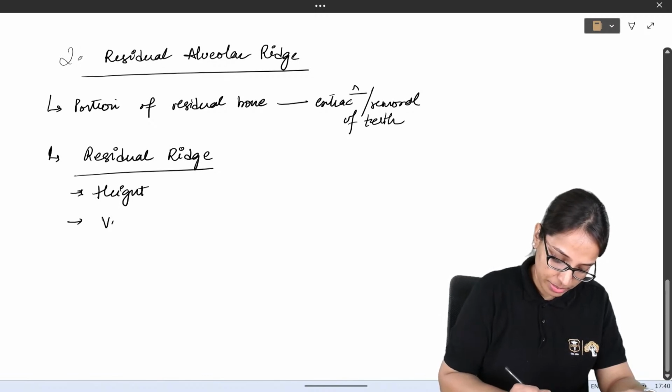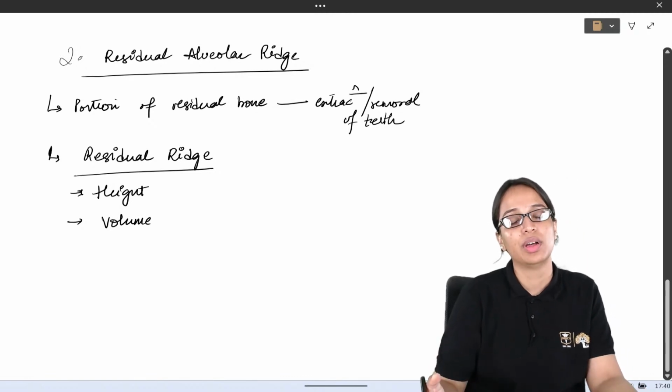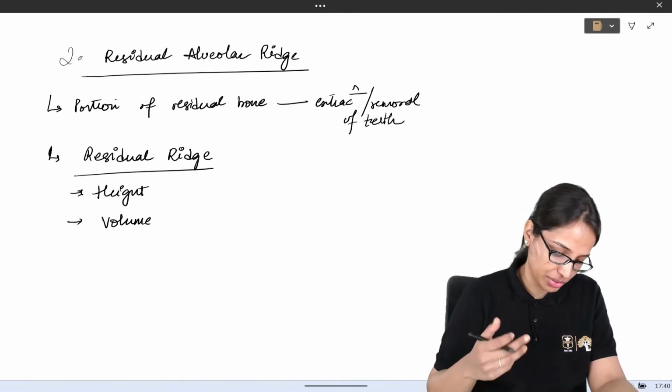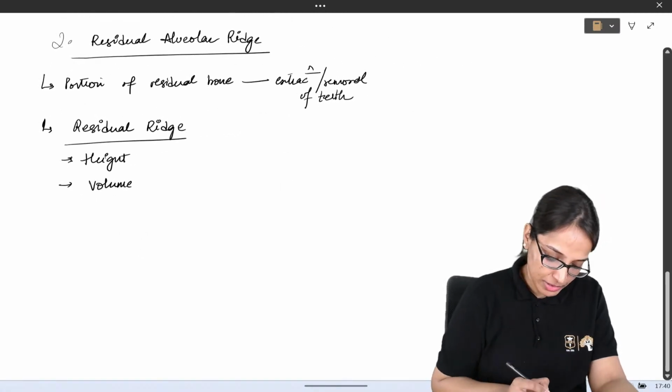These are two main important parameters that will determine how good or how better, or what the prognosis of your denture is. So height and volume of the residual alveolar ridge is very important. What does it depend on?